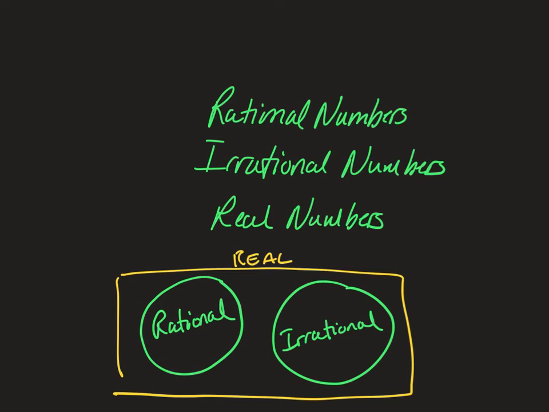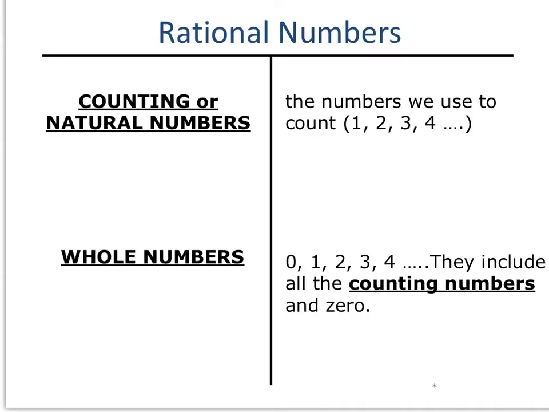In this video, we're going to look at rational numbers, irrational numbers, and real numbers. We're going to start with rational numbers, which are the types of numbers you have been using up until now. In fact, you started learning more about rational numbers last year in 7th grade when you were introduced to positive and negative numbers.